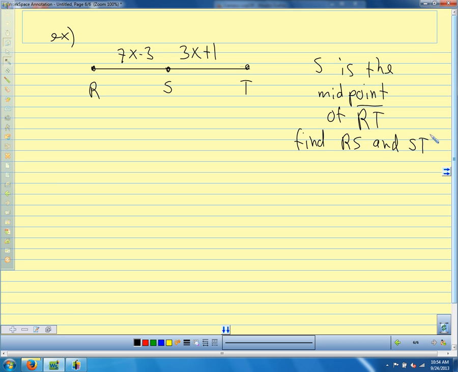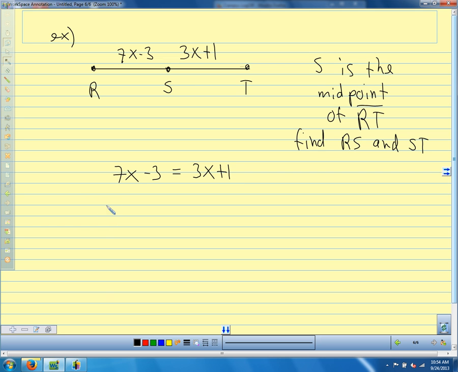So, what do you think we're going to want to do here? Same idea, we still have to find x, but we do it in a little different way. S is the midpoint, so what does it do to this segment? Splits it in half. So what does that tell you about these two parts? They're equal. They have to be the same length. When it's split in half, the two parts are equal length. So what are we going to do with these two things? Make them equal. Very nice. 7x minus 3 equals 3x plus 1. The lengths are equal.